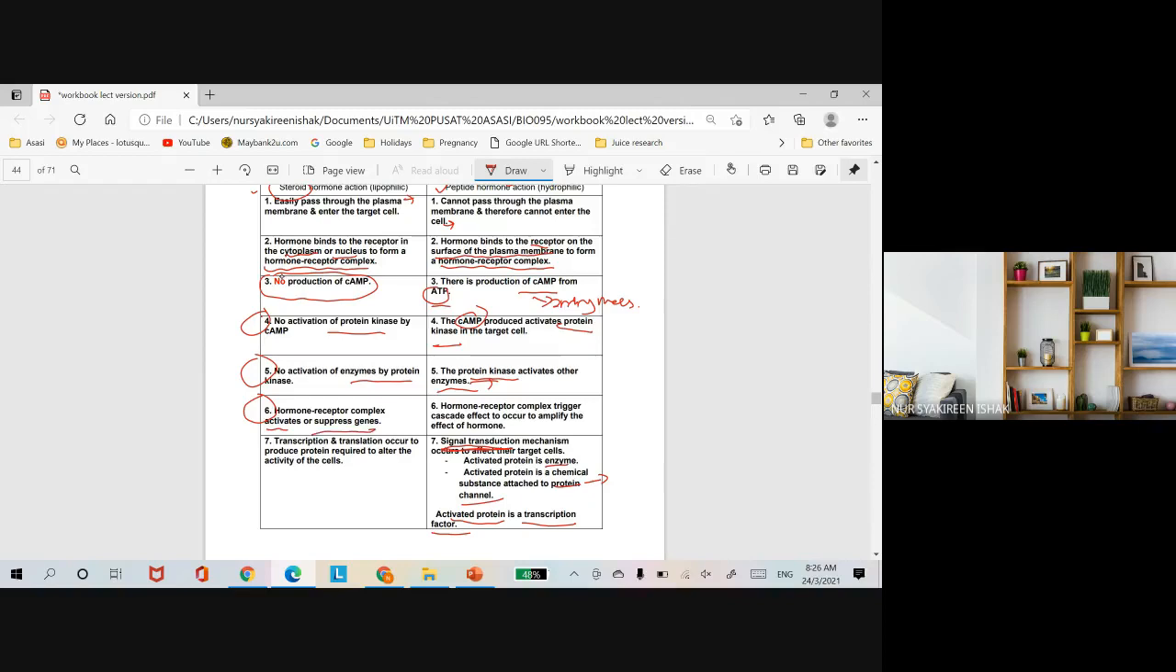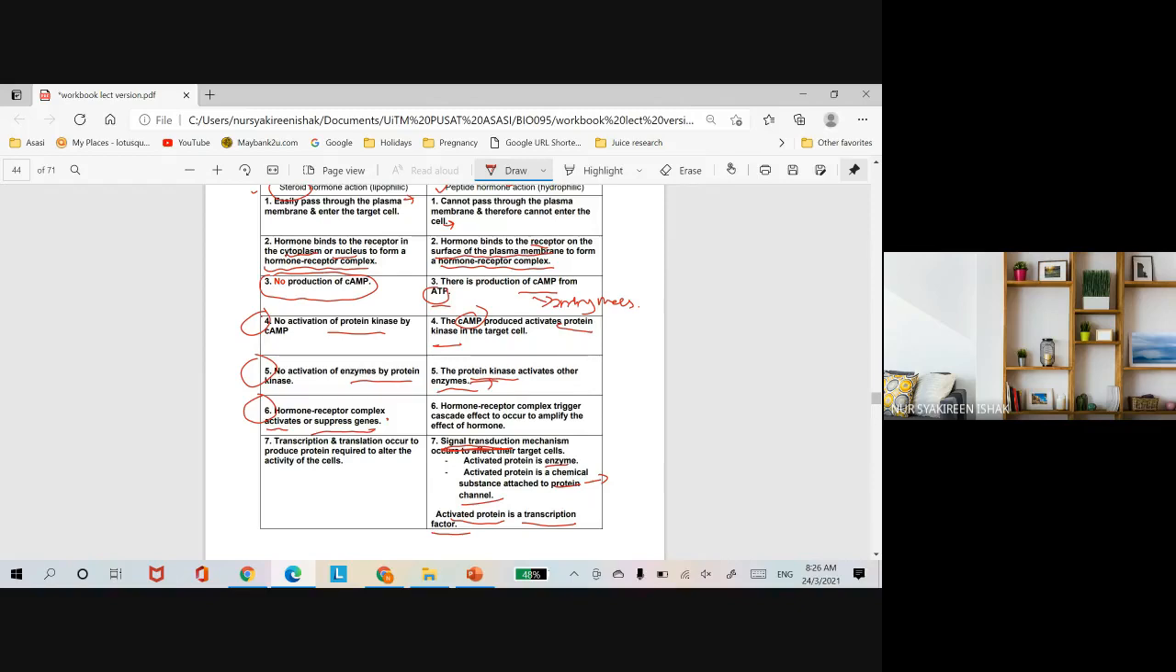So you can add here: suppress or activate gene expression. So either a certain gene will be activated to produce certain protein, or the gene will be suppressed. It cannot lead to the formation or production of certain protein. Okay, so that is the function of the hormone receptor complex.